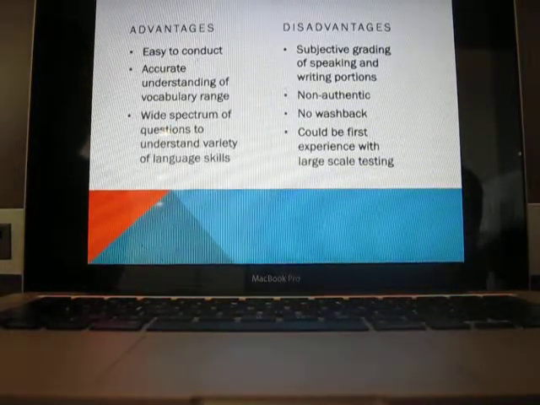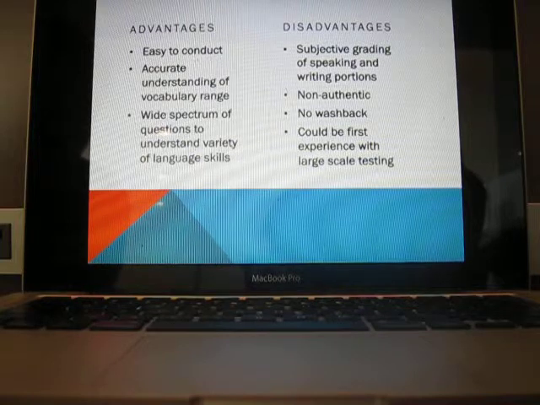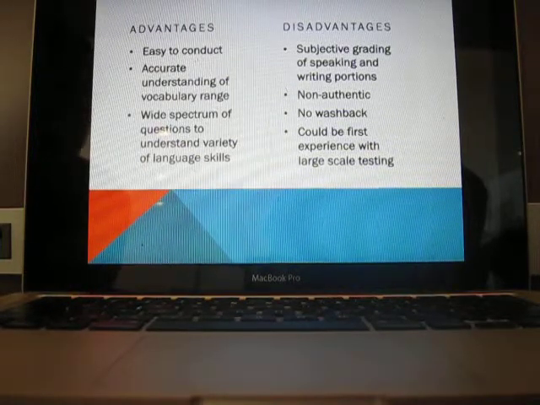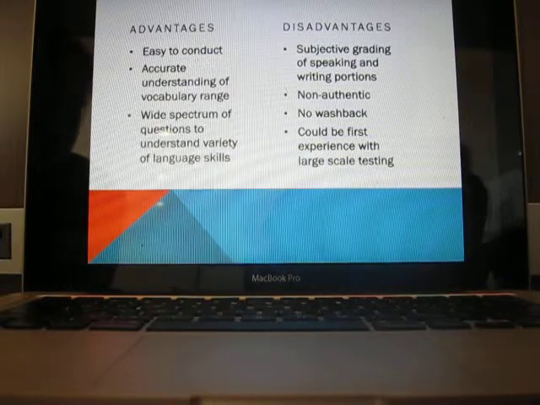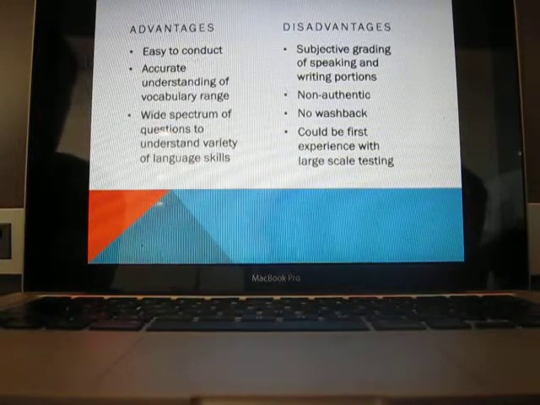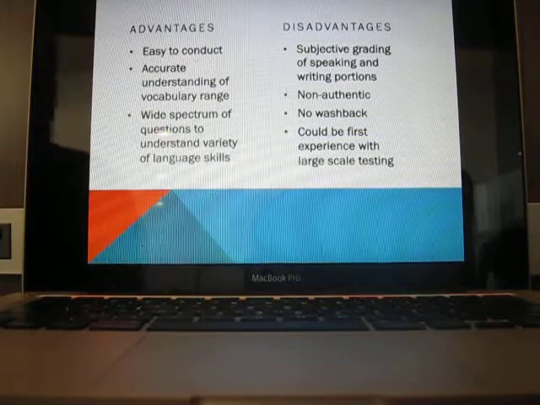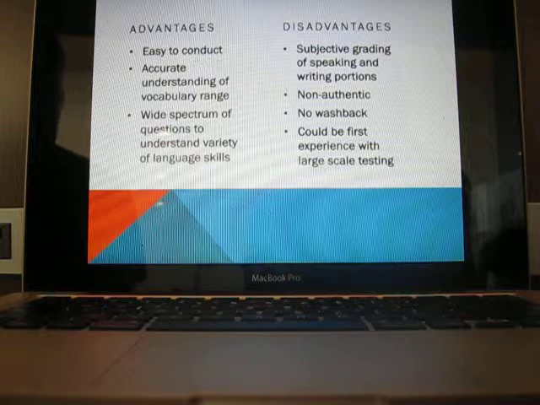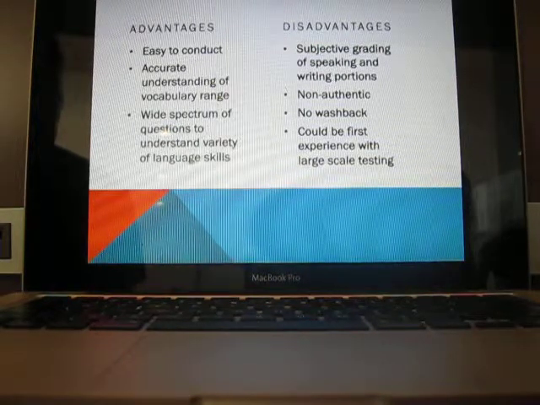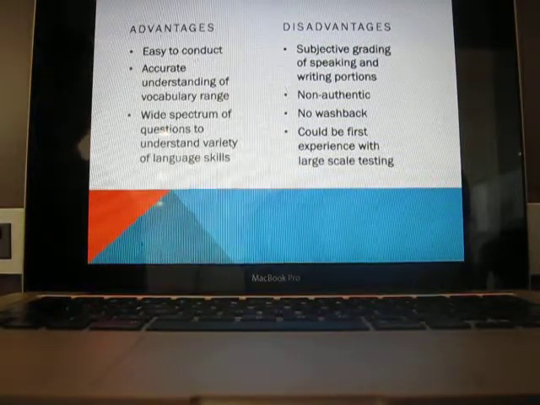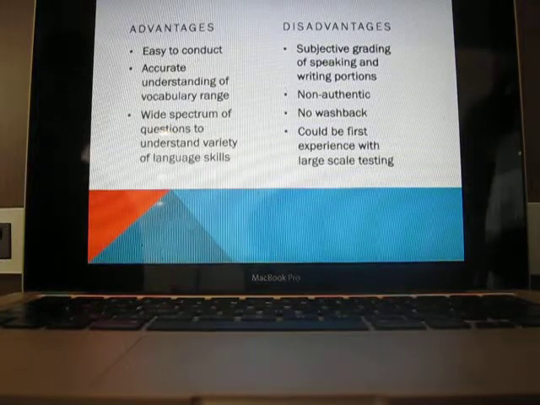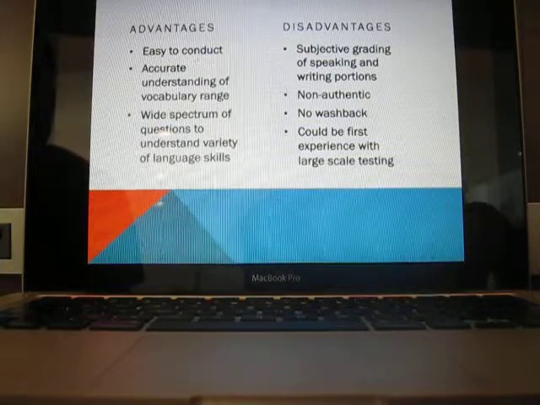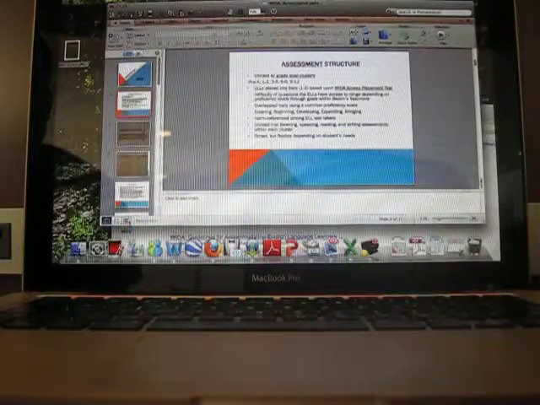Advantages of this test are that it's easy to conduct, it gives you an accurate understanding of the child's vocabulary range in English, and there's a wide spectrum of questions which helps you understand a variety of language skills. Some disadvantages include there is subjective grading of the speaking and writing portions. It's non-authentic. There's very little washback, and it could be the first experience for the student with a large-scale testing, so they may not perform to their best ability because of that.